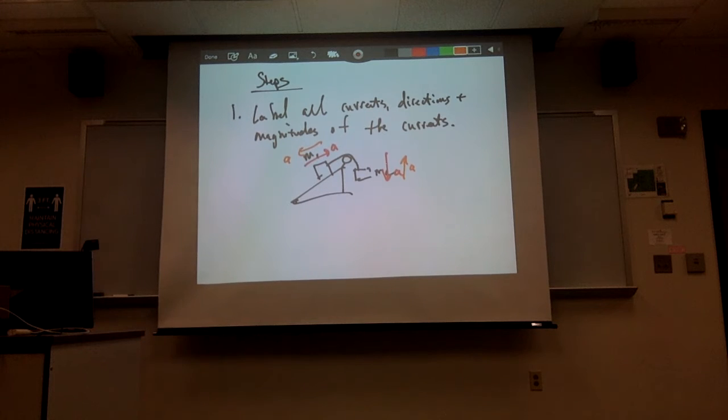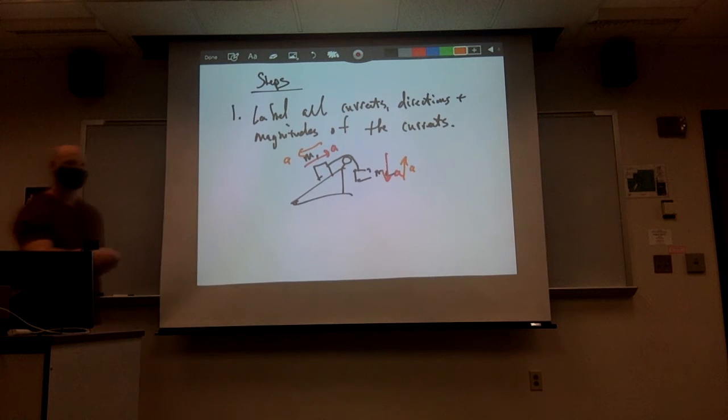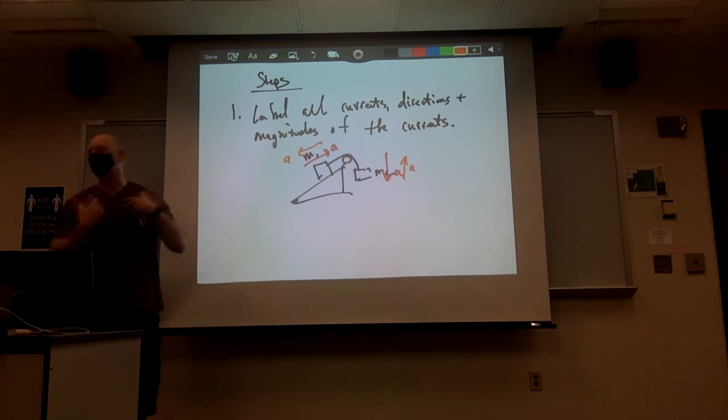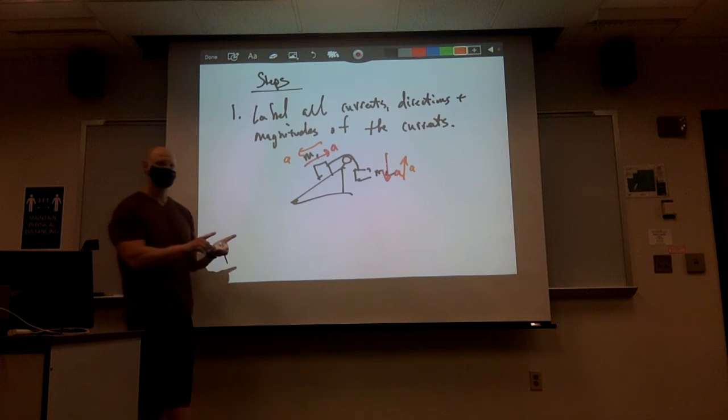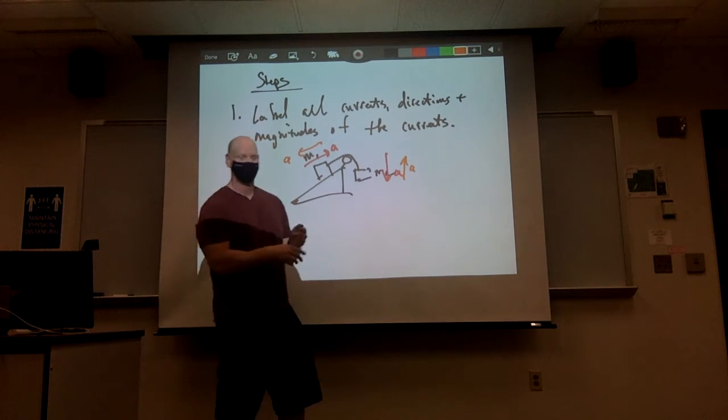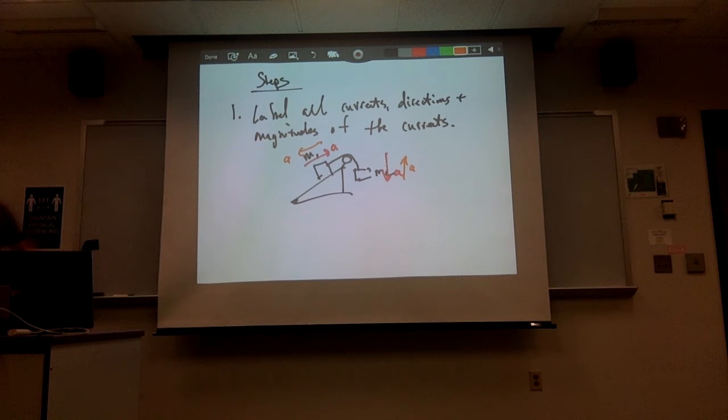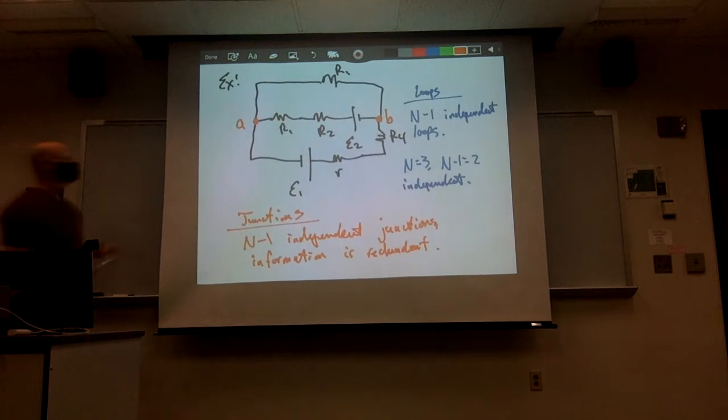As long as I choose the direction of my current, it doesn't matter if I choose the correct one or not, because at the end of the day, all I'm going to get is a negative sign. But the magnitude will be the correct amount of current. Okay with this? So the first thing we have to do then is decide and label currents in their directions. So that magnitude and directions.